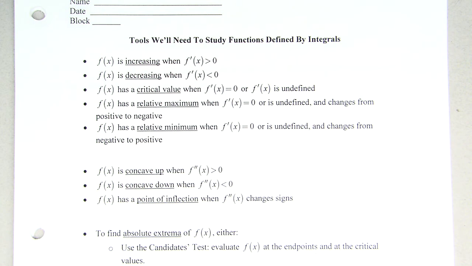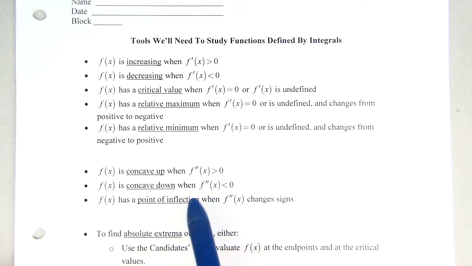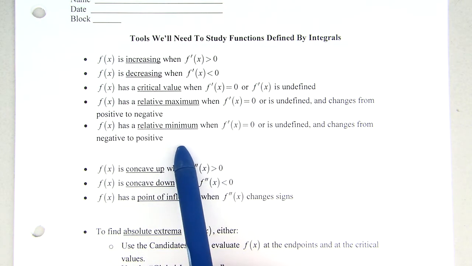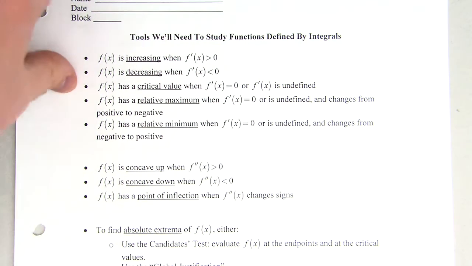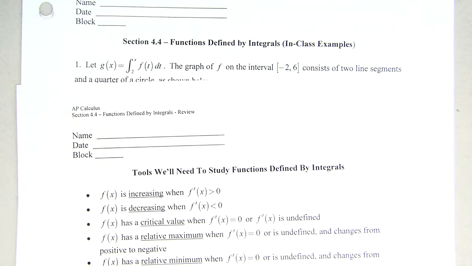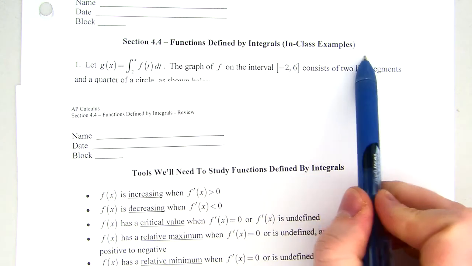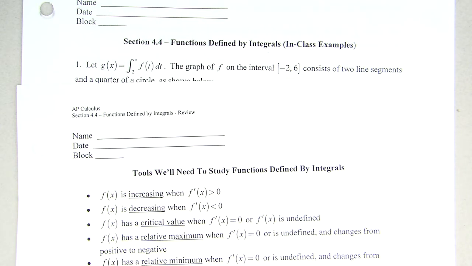A lot of stuff in here is stuff that we talked about earlier in the year when we did our curve sketching stuff. A function's increasing when its derivative is positive. A function has a relative minimum where f prime changes from negative to positive, things like that. We're going to need to refer to that sheet, so please do make sure you have that with you as well. I think I'm going to make the video pause so you can take a moment to get these 2 sheets out, section 4.4, functions defined by integrals in class examples, and tools we'll need to study functions defined by integrals.